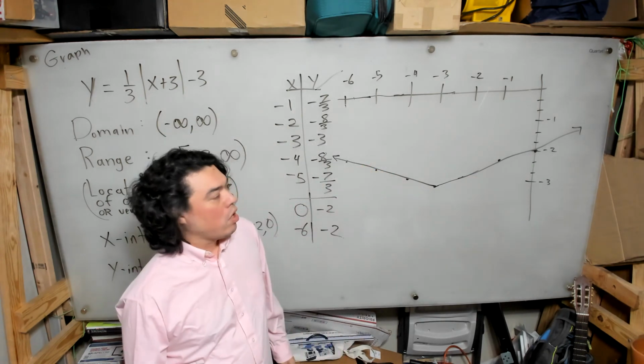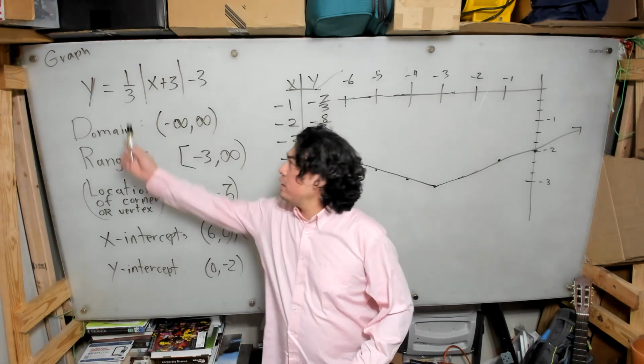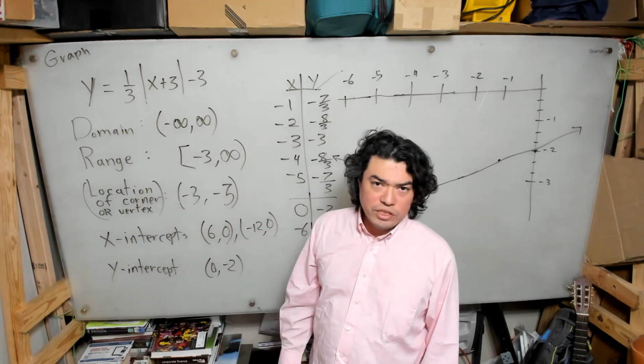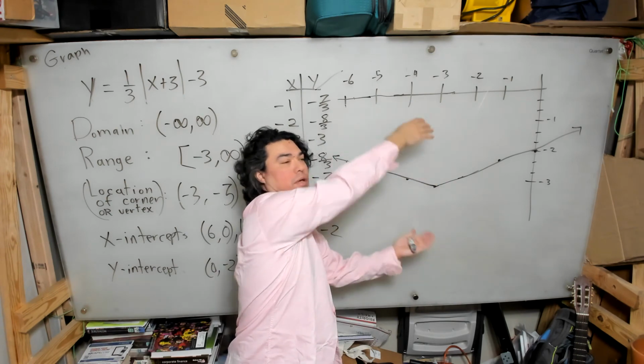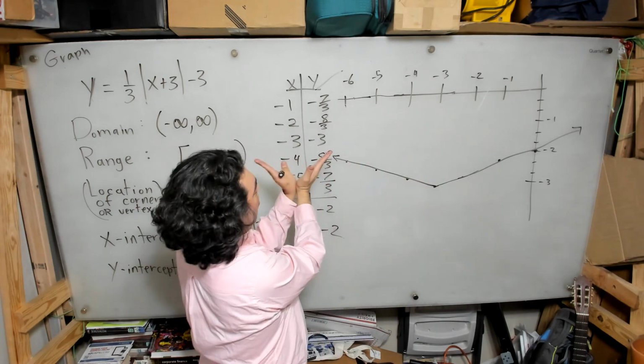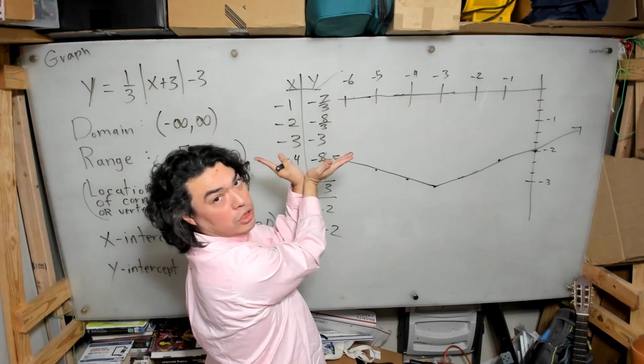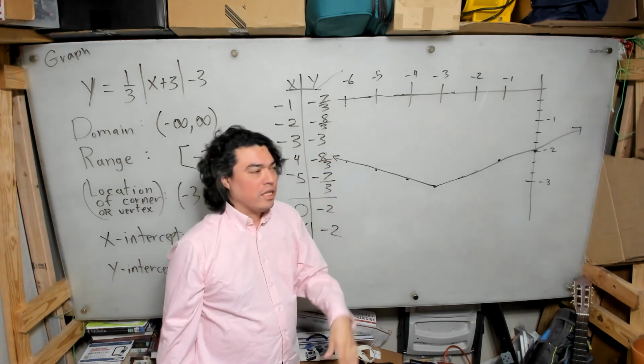We will also see later that this 1/3 corresponds to what is known as a vertical shrink. And so what you can think is that this graph, what would have been the absolute value graph that goes up like this, has been squashed. But we're going to get into those details later.